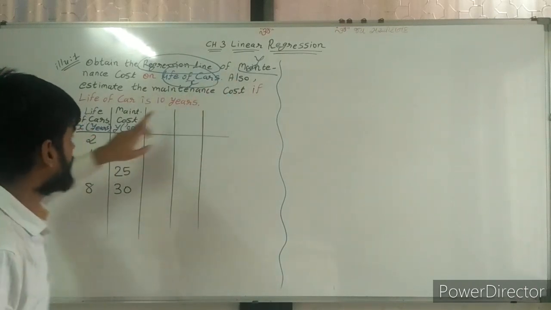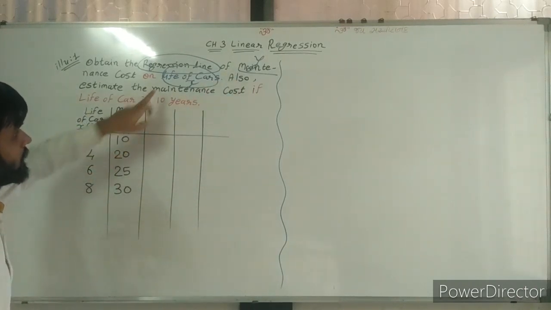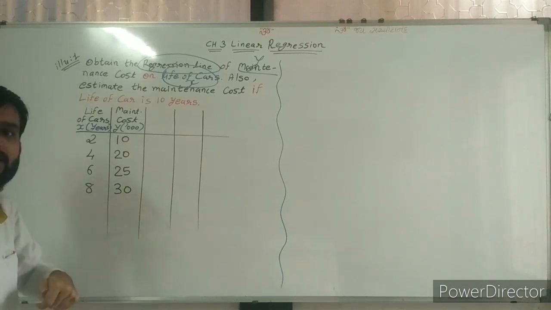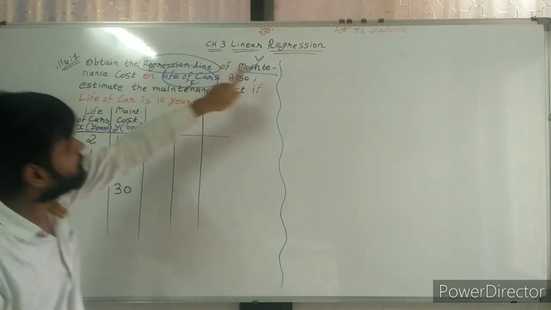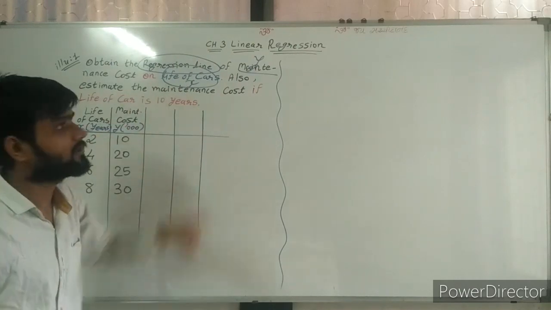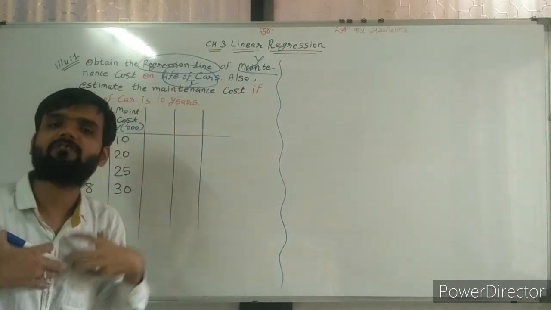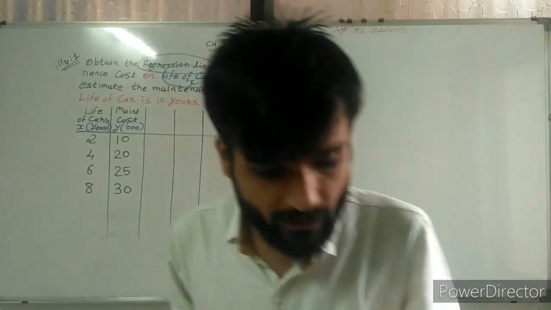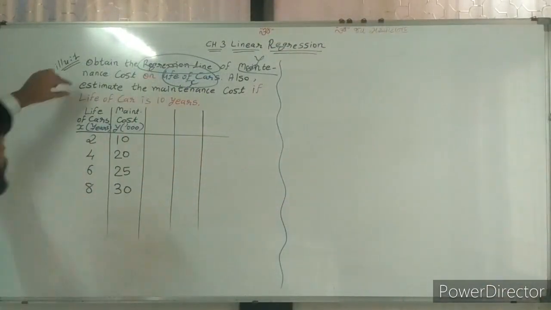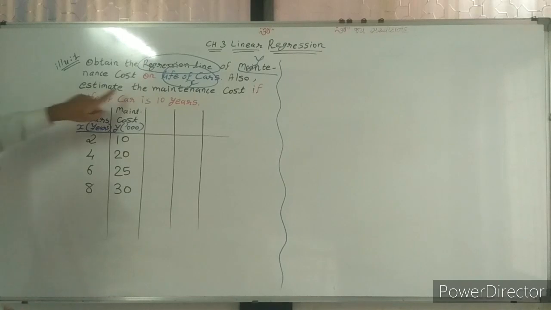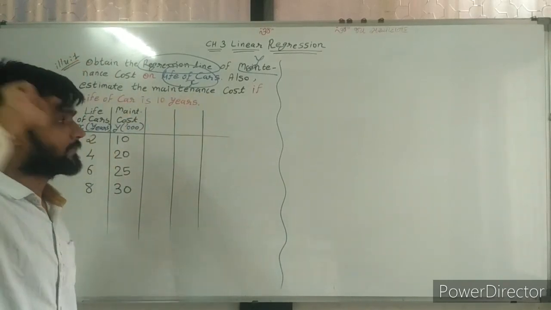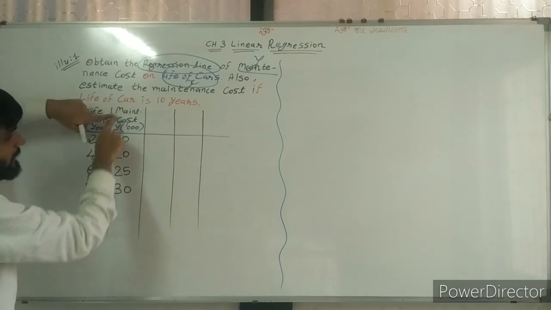So maintenance cost is assumed Y, life of car is assumed X, and we need to find the regression line of maintenance cost on life of car. So the Y on X regression line we need to find. That is given in your question. Next, it is also given: also estimate the maintenance cost. We need to estimate maintenance cost. It means we need to find maintenance cost.